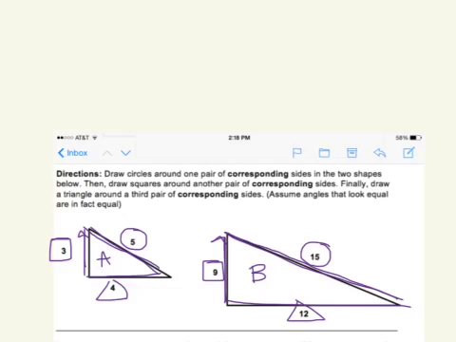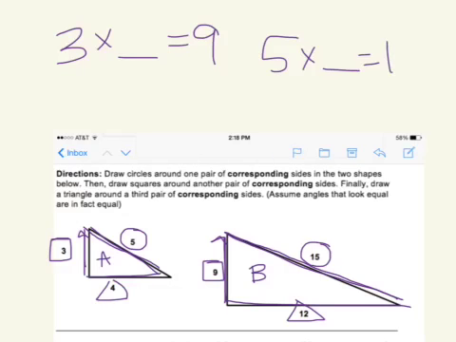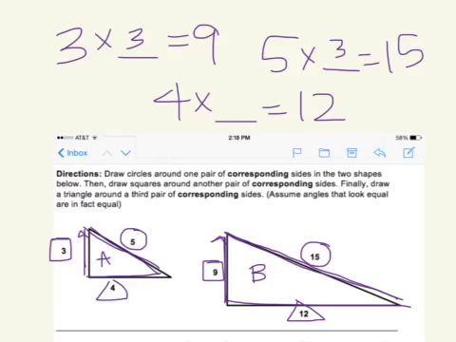So basically what scale factor is, and we're going to go over this again, but basically from A to B, if I have a 3 and I want to get to my corresponding side 9, I'm going to say 3 times what gives me 9? Well, let's try another one. How about my circles? 5 times what gives me 15? And my triangles would be 4 times what gives me 12. Well, if you notice, all of these should have the same number, 3. Meaning my scale factor is 3.